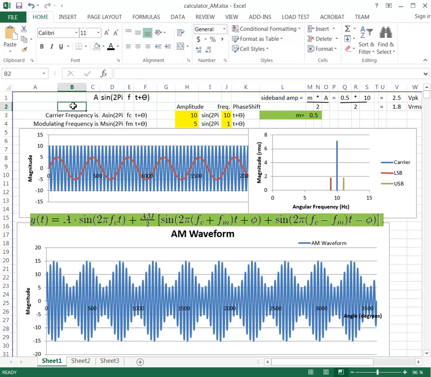Here is the AM waveform shown in the frequency domain. We'll come back and address that. Up here is the modulating wave and the carrier wave shown in the time domain. Up here is a calculation on the modulation index, and then over here are our input parameters.